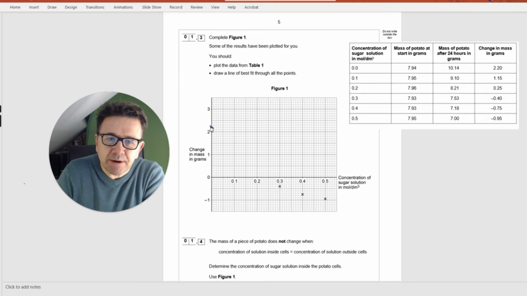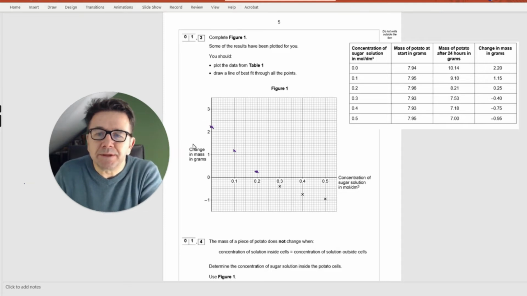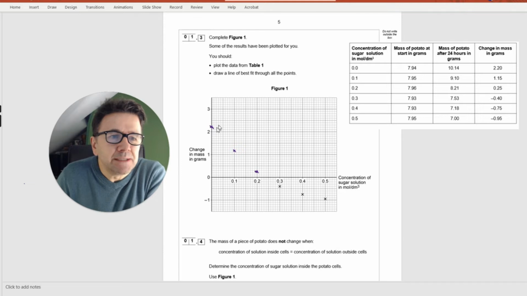I'm using a graphics tablet, so just getting the hang of it. 1.15 at 0.1, so it's just in the middle there. And 0.25 for 0.2, so 0.25, just in the middle there. Okay, so I've plotted the data, not very well. You probably could plot the data better with a pencil.